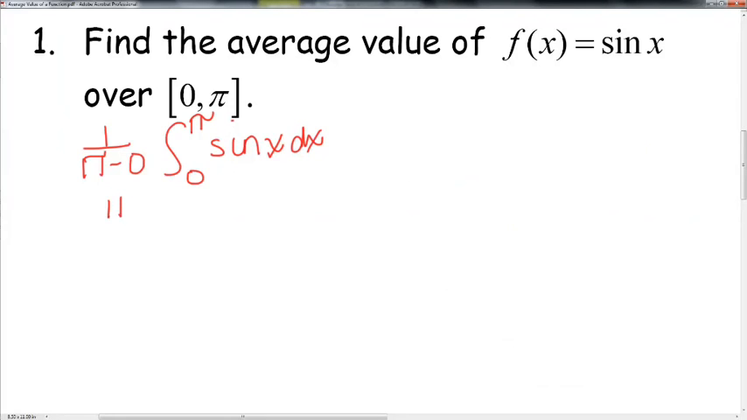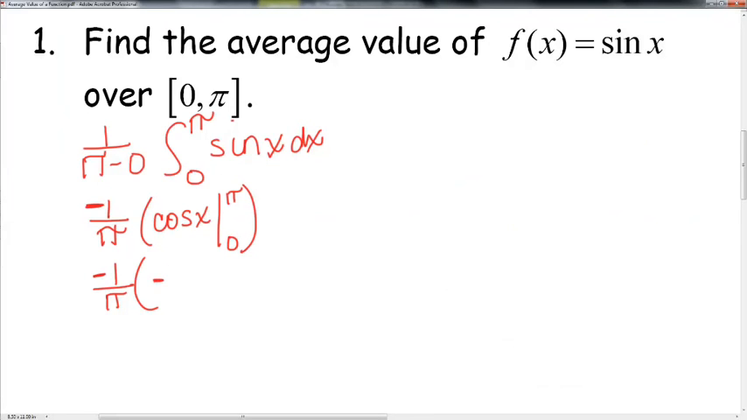So we have 1 over pi. And the antiderivative of sine is negative cosine. So I'm going to put my negative out here so it doesn't look like I'm doing pi minus cosine. And I'm going to evaluate that from 0 to pi. So I have negative 1 over pi. Cosine of pi is negative 1 minus cosine of 0 is positive 1. So I have negative 1 over pi times negative 2, which really just gives me 2 over pi.